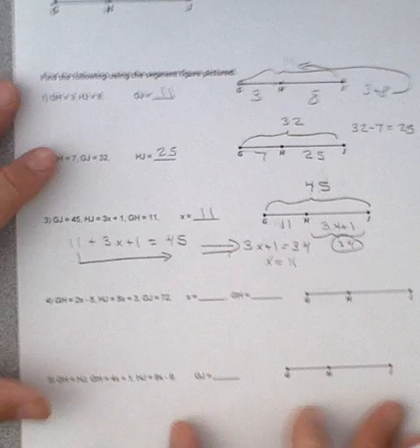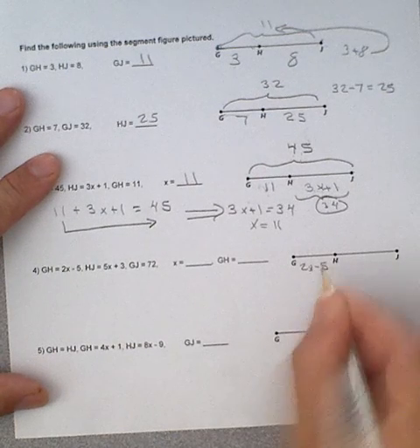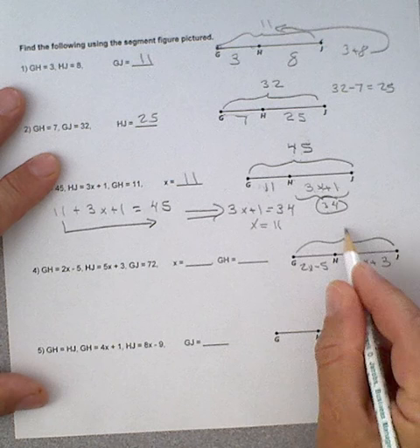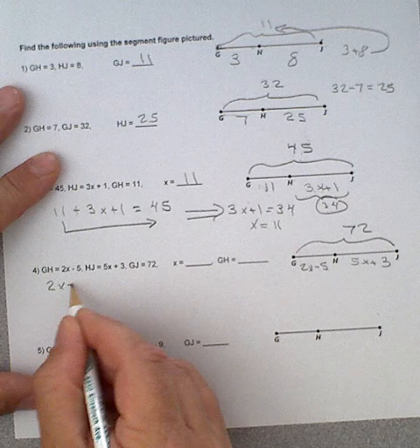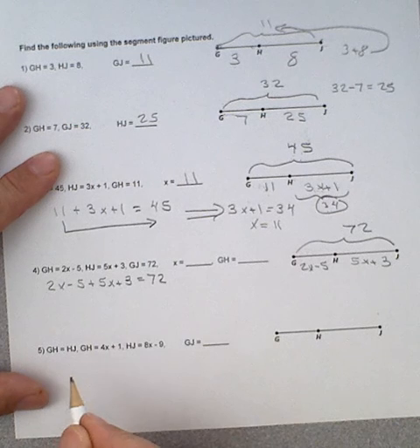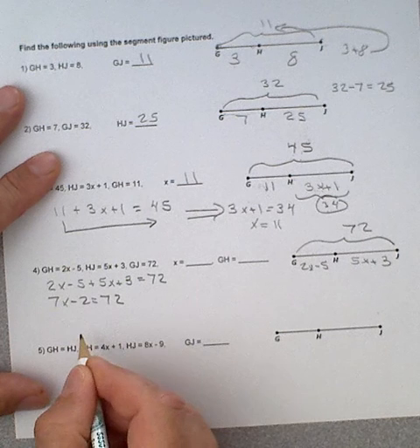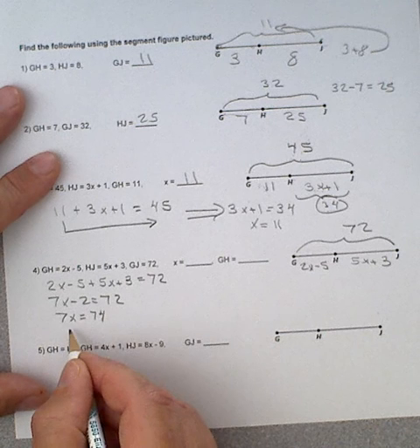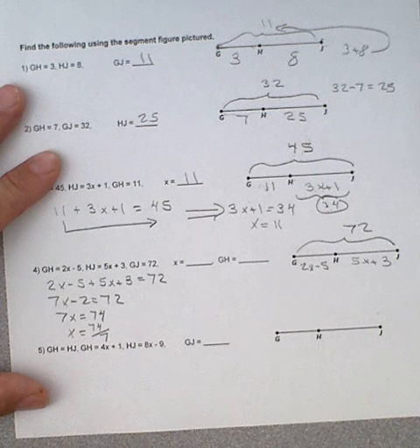Next problem, number 4. GH is 2x minus 5. HJ is 5x plus 3, and the whole length is 72. So, algebraically, I have the little stick on the left plus the little stick on the right adds up to the big stick. Combine like terms, 7x minus 2 is 72. Add 2 to both sides, 7x equals 74, and x then would be 74 over 7, which is not a very nice number.